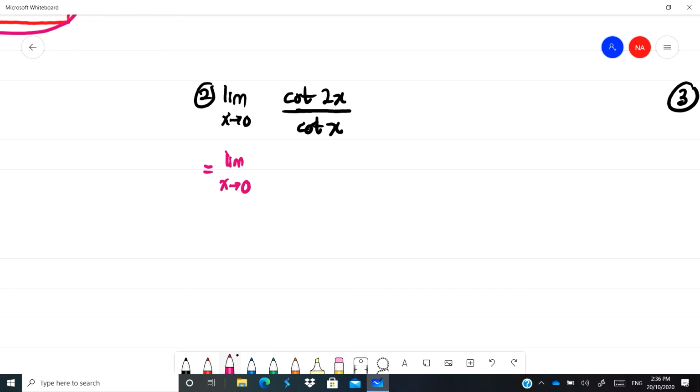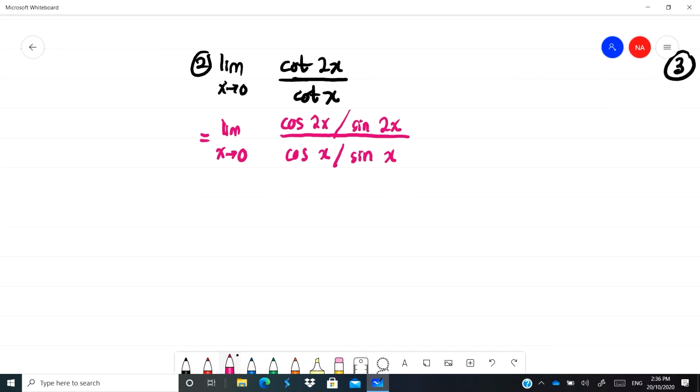All right, so I'm gonna write cotangent as cos over sine. So cos of 2x divided by sine of 2x, that one is cotangent of 2x, now divided by cos of x divided by sine of x. So this one is cotangent of x at the denominator. So we have something like this, so we have to modify a little bit.